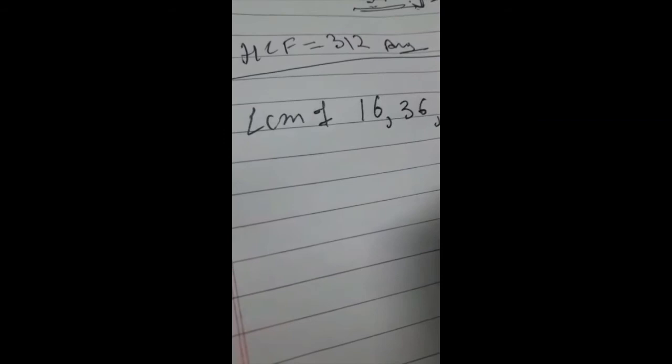Okay. Next question. This question is also very easy. What is the question? Find the least number which when divided by 16, 36, 40 leaves 5 as a remainder in each case. Means 5 is the remainder in each case. We solve this question like this. First of all, we find the LCM of these numbers 16, 36, 40.